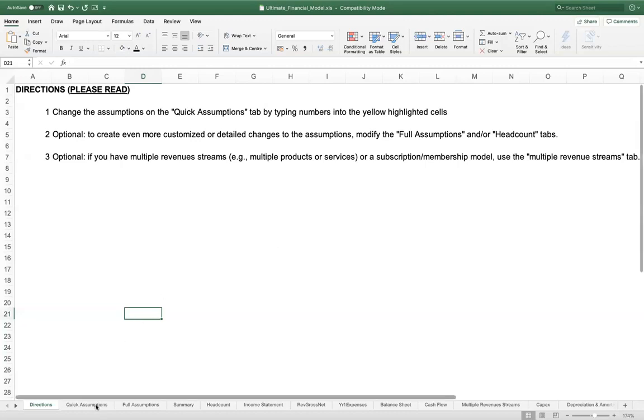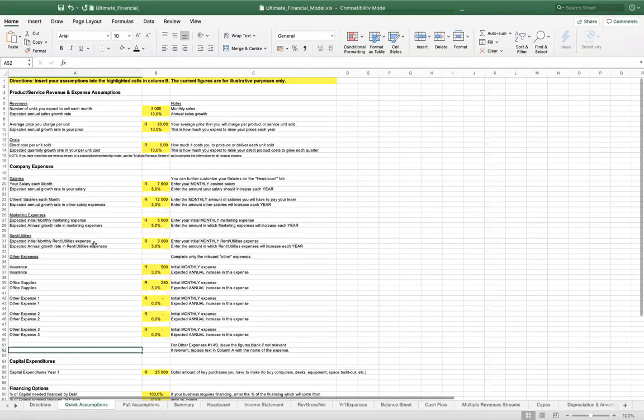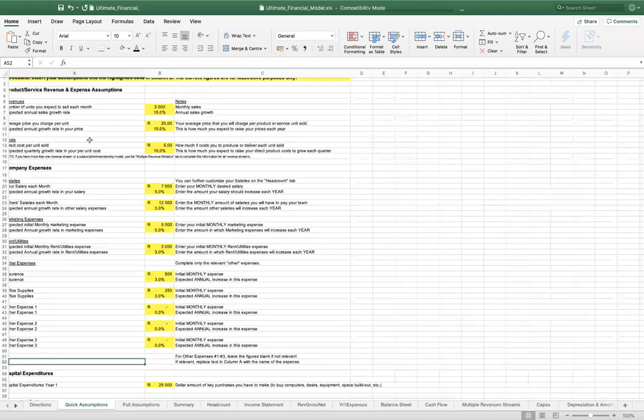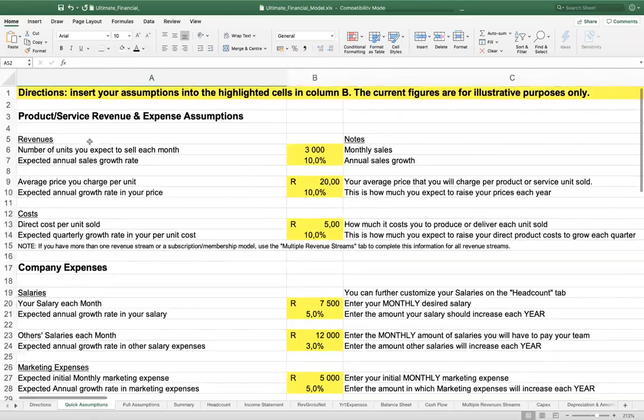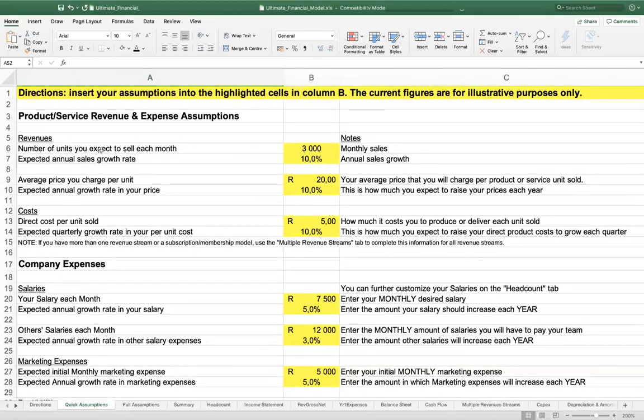So if we look at the main sheet within this, we will be looking at the quick assumptions sheet. Again, everything within yellow is what you will be completing. What's simple within this model, we'll be looking at revenues. So what are the number of units expected to sell each month? Let's say 3,000. And expected annual sales growth rate, 10%.